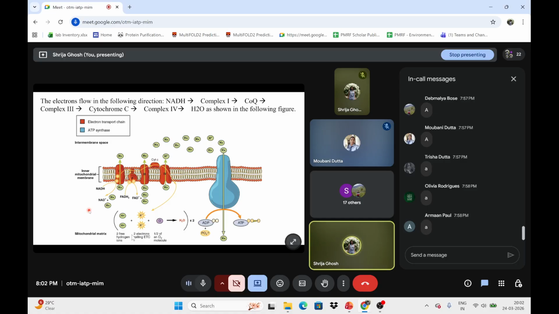So you can see all the pathways are interconnected to each other. From glycolysis itself, it begins. From glycolysis, we reach the citric acid cycle or TCA cycle, and from citric acid cycle, we reach the electron transport chain.